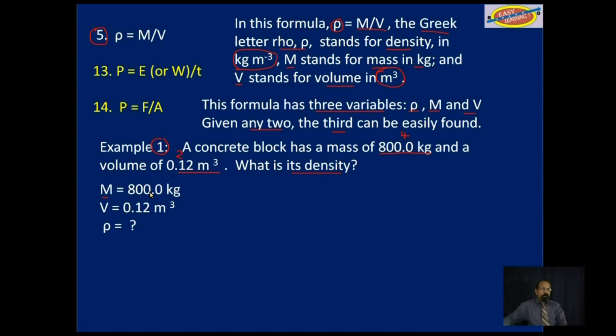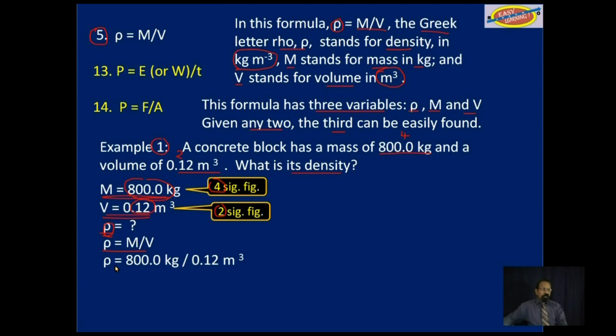So we write down what we are given: mass, volume, we want to find density. Just a reminder, this number here has 4 significant figures. This one has 2, and so our answer will have 2 significant figures. We have a formula that says rho is equal to M divided by V. We substitute the values we are given, and we get density is equal to 6,666.66667 kilograms per cubic meter.